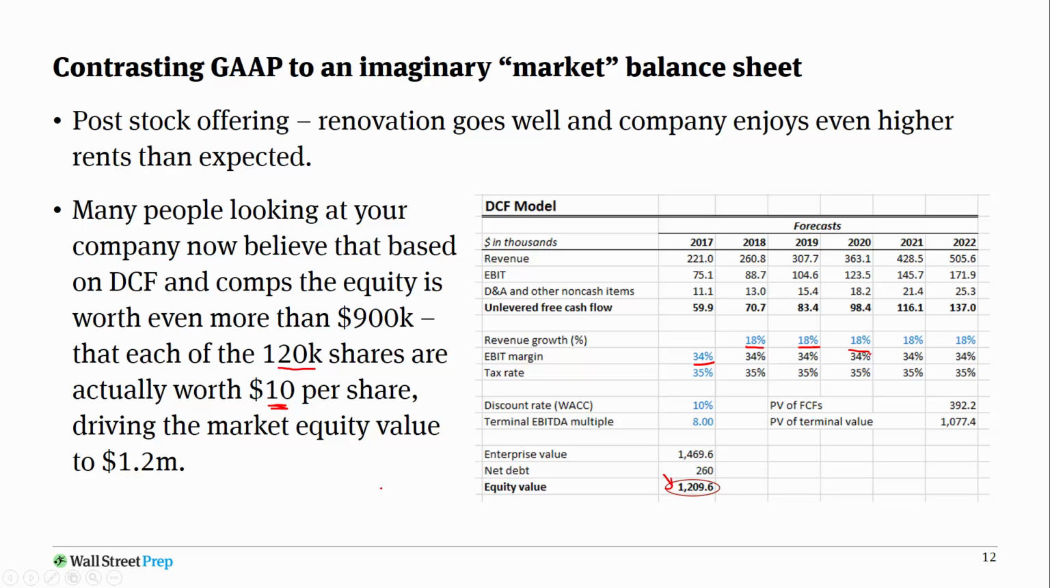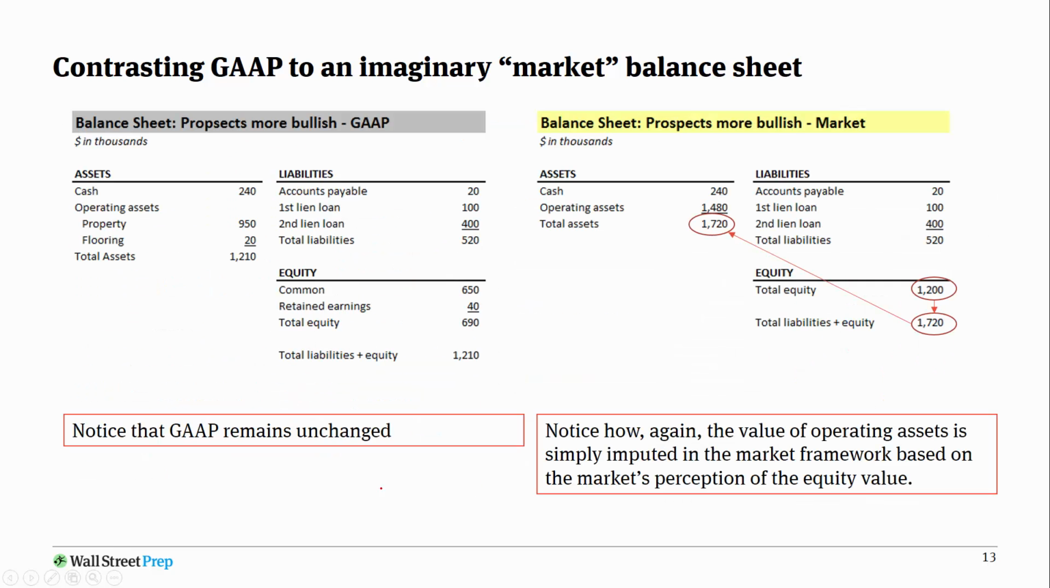So we see how just expectations about the future are changing the market balance sheet, and we can see the market balance sheet reacting to that, right? So the market balance sheet is saying, okay, if this business is worth 1.2 million in equity, then we can impute an even higher asset balance. Right, notice that it doesn't matter what the market is saying. The GAAP balance sheet, on the other hand, remains completely unchanged. Nothing has changed since the original stock offering, where you got $150,000 in exchange for this equity.